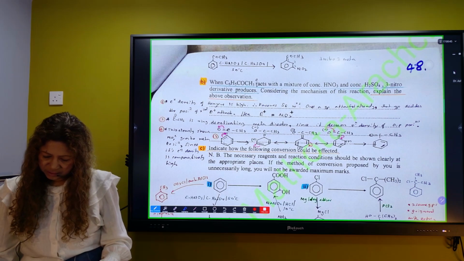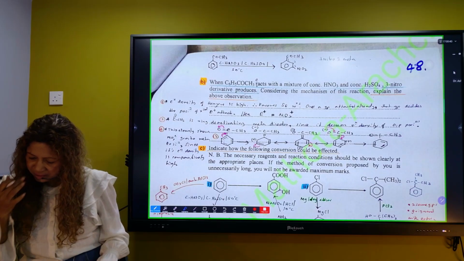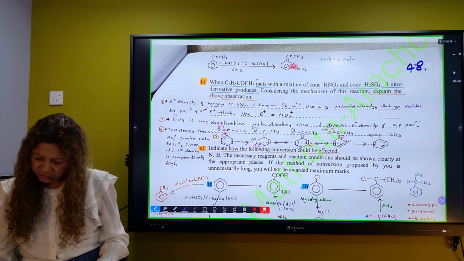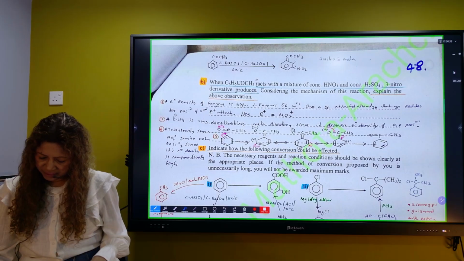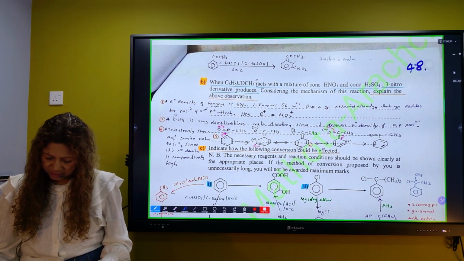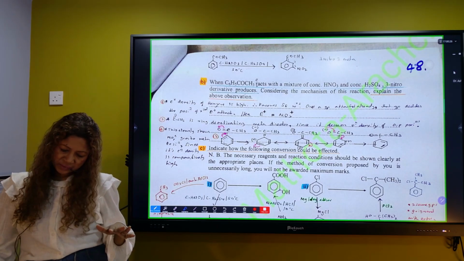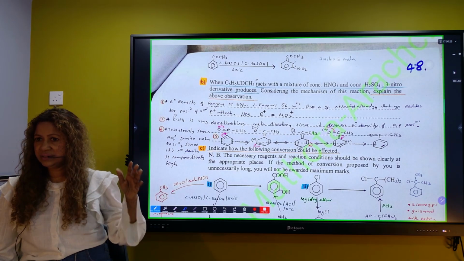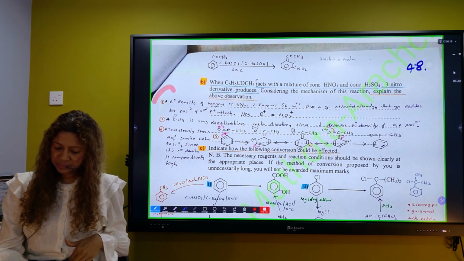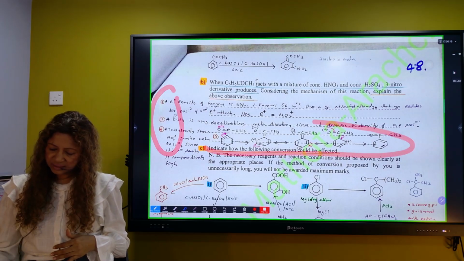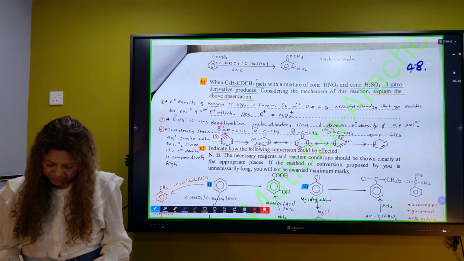When this acetophenone reacts with the mixture of nitric and sulfuric acid, you are getting the 3-nitro derivative. 3-nitro means meta, and they want us to explain this through the mechanism. Usually what I do is I go with explanation with words and diagrams together. I get that practice, so in case you miss the point here, you can get it there. Considering the mechanism, they want us to explain this anyway.